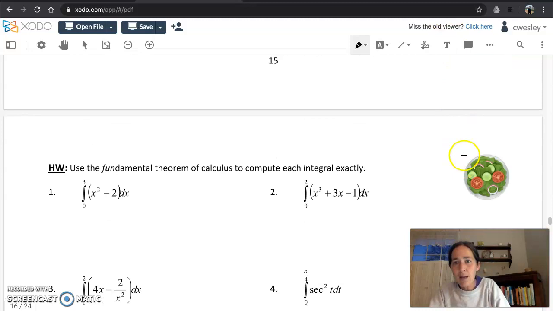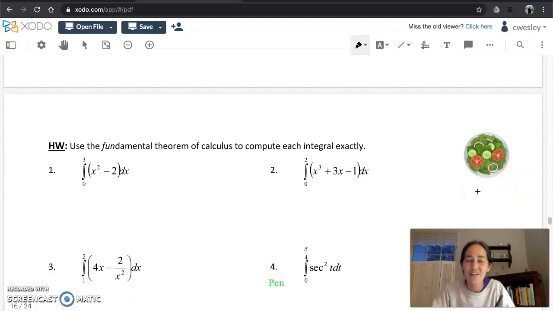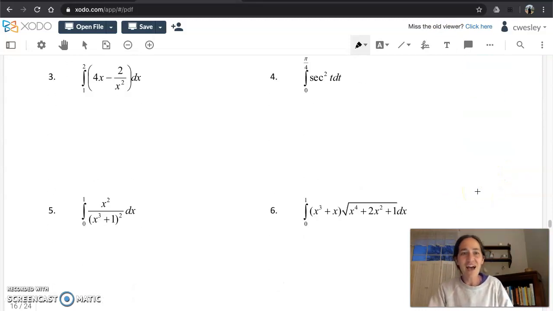Also, can I point out, my favorite emoji is at the top. The salad emoji made its way to page 16.